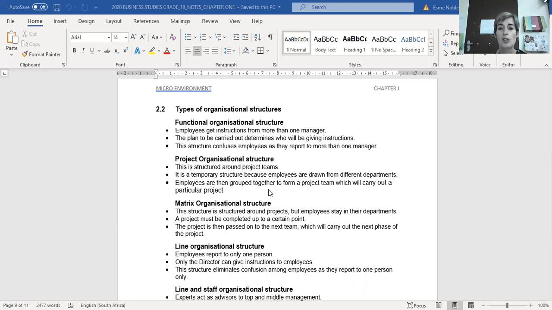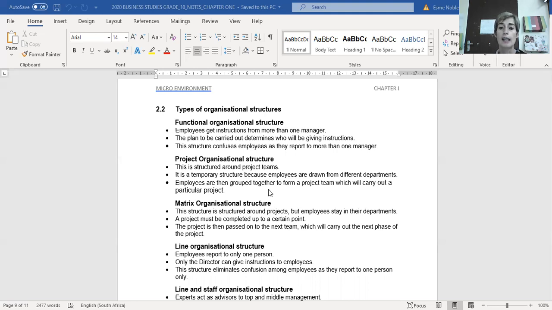Functional organizational structure. Employees get instructions from more than one manager. The plan to be carried out determines who will be giving the instructions. This structure confuses employees as they report to more than one manager. Okay, obviously, if you get instructions from different managers, it might be conflicting and it might be difficult to keep everybody informed and happy.